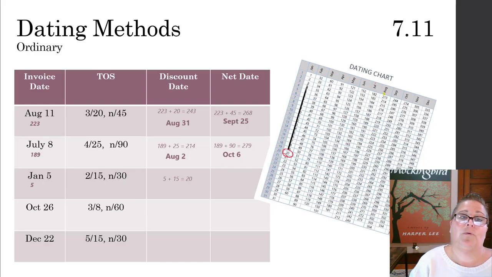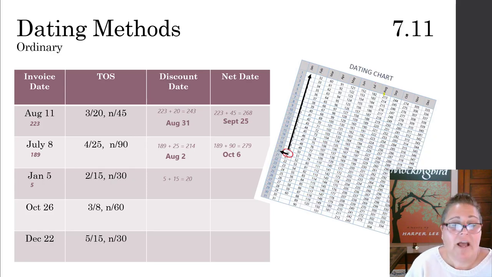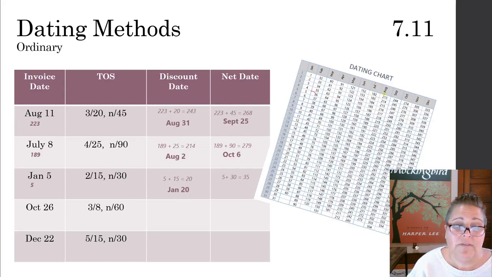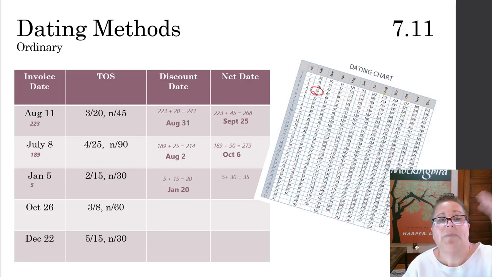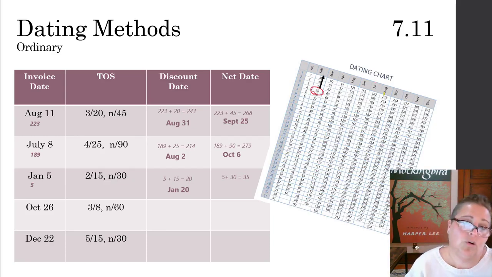Can I do that one without using the table? Yes. Can you? I hope so. But if not, it's okay. You got the table. This is January 20th. The net date is 30 days from the 5th day of the year. This would be the 35th day of the year. So on the table, I find 35, then I go up the column to find the month and across to find the row, and I see that this is February 4th.